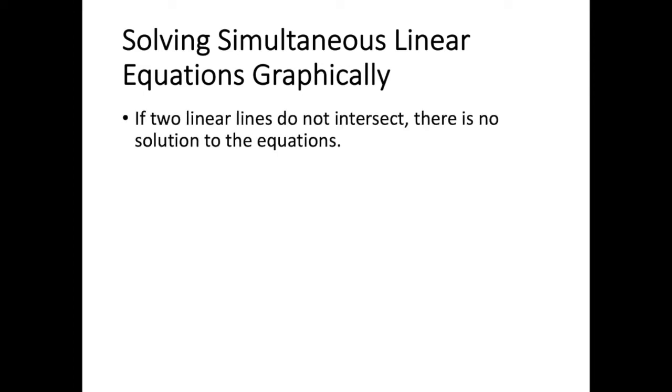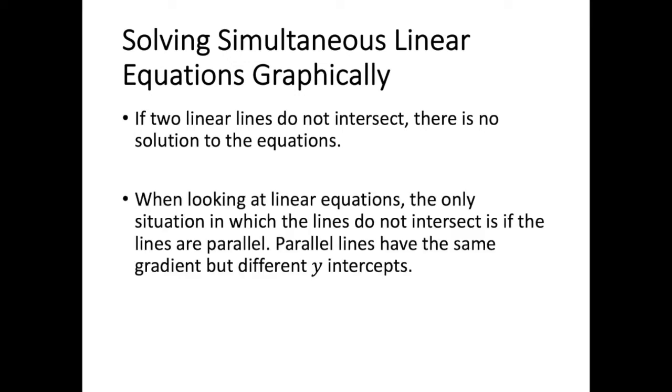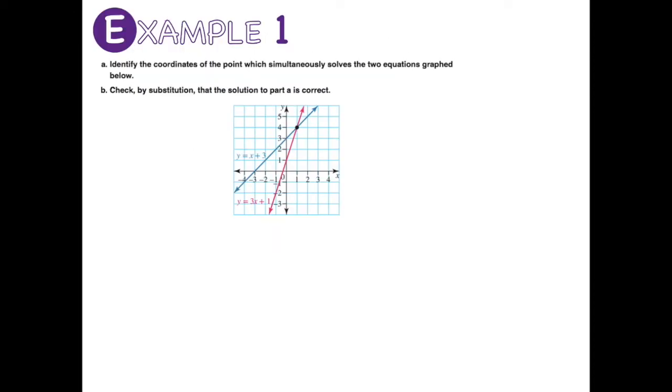If two linear lines do not intersect, it means there is no solution to the equations. So there's no value where their x and y are equal to the same amounts. When looking at linear equations, the only situation in which the lines do not intersect is if the lines are parallel. These lines have the same gradient but different y-intercepts. So that's the only time where you won't be able to find a solution to the simultaneous equations. So let's have a look at an example.